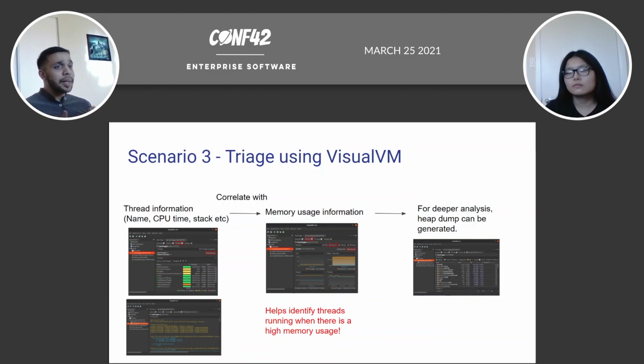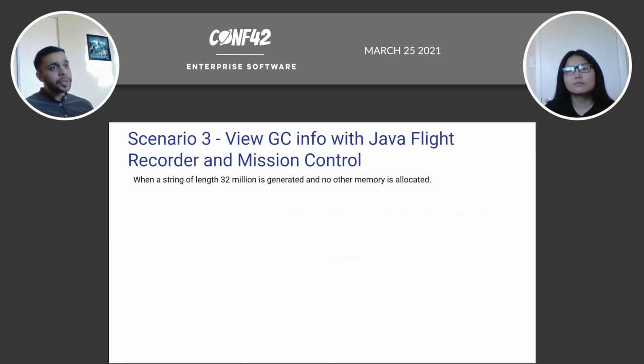And if you want to go a bit deeper, when the memory usage is high, you could also generate a heap dump by a click of a button in this tool and analyze that heap dump to look at objects that are hogging the memory or threads that are referencing the objects that are hogging the memory. So another situation over here for triaging this particular scenario is by using the flight recorder and mission control.